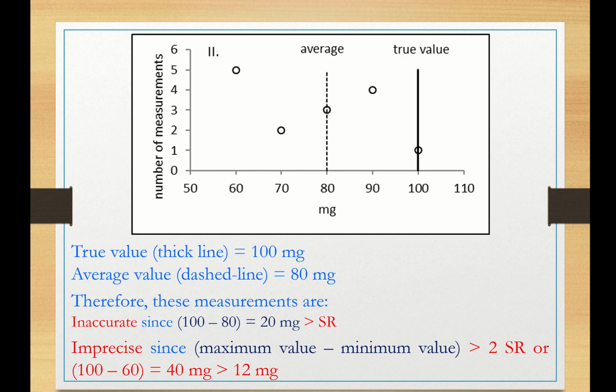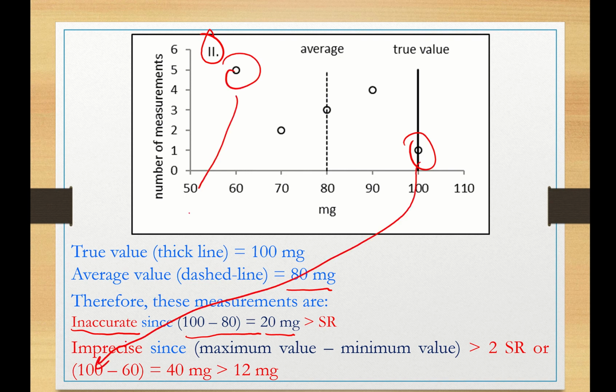So in the first group, II, the average value is 80. So the difference, 100 minus 80 from the true value, is 20. That's bigger than 6 milligrams, and therefore these measurements are inaccurate. They are also imprecise because the maximum value is 100 and the minimum value is 60. That's 40, greater than 2 SRs. Therefore, these measurements are both inaccurate and imprecise.